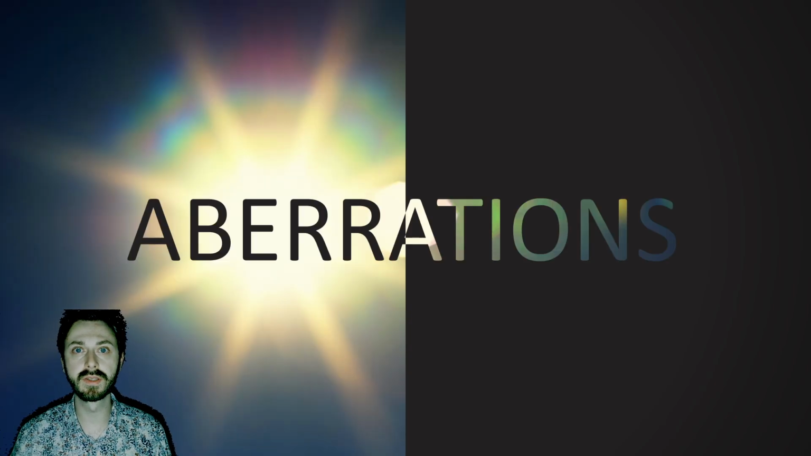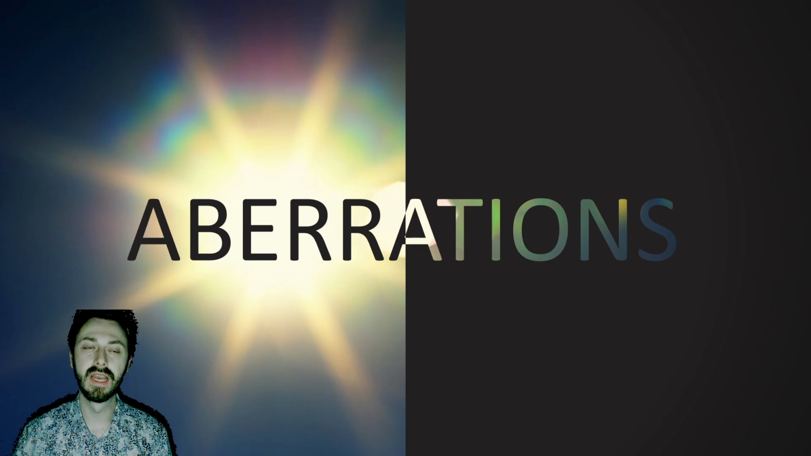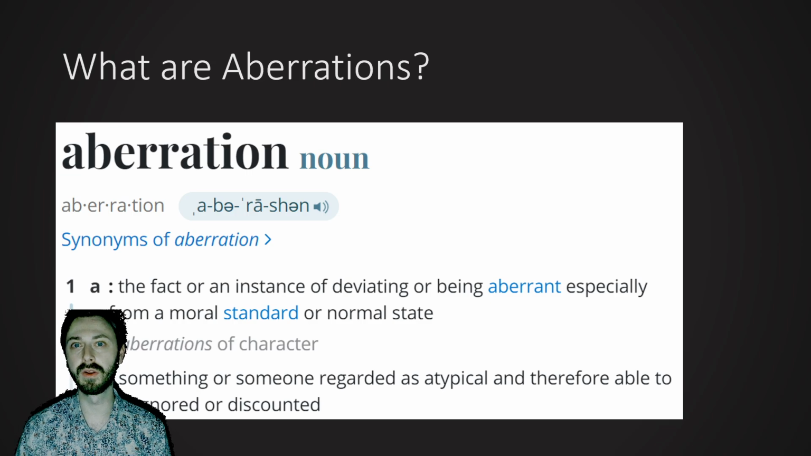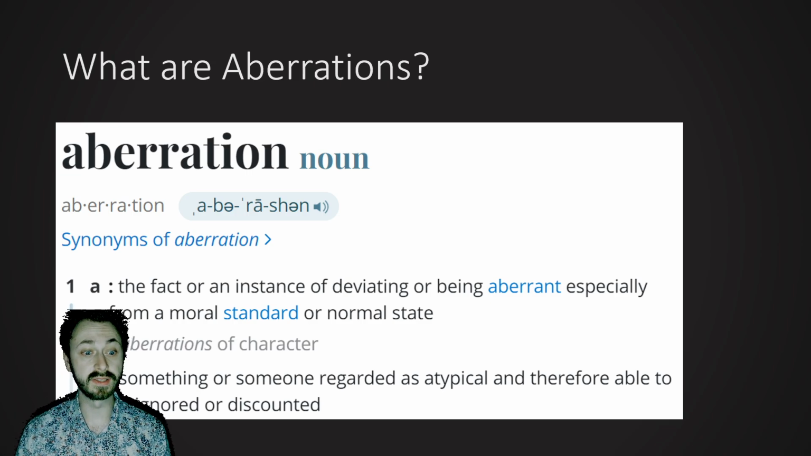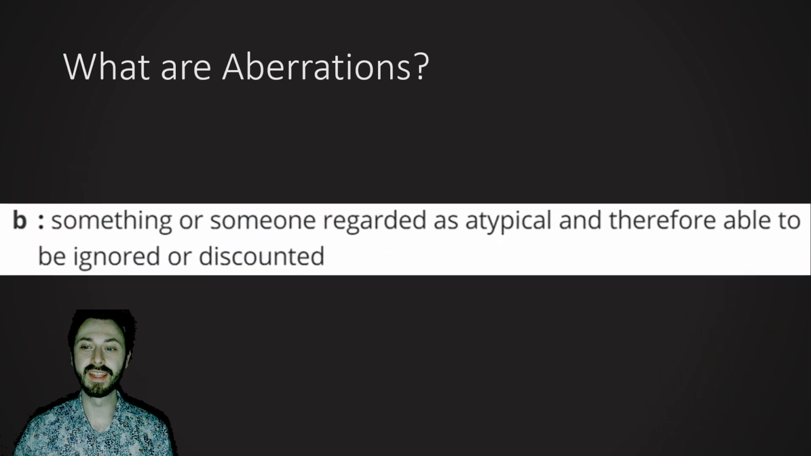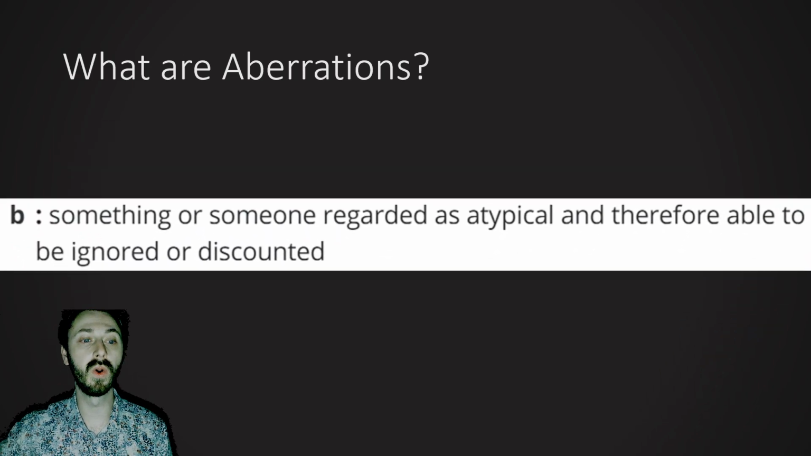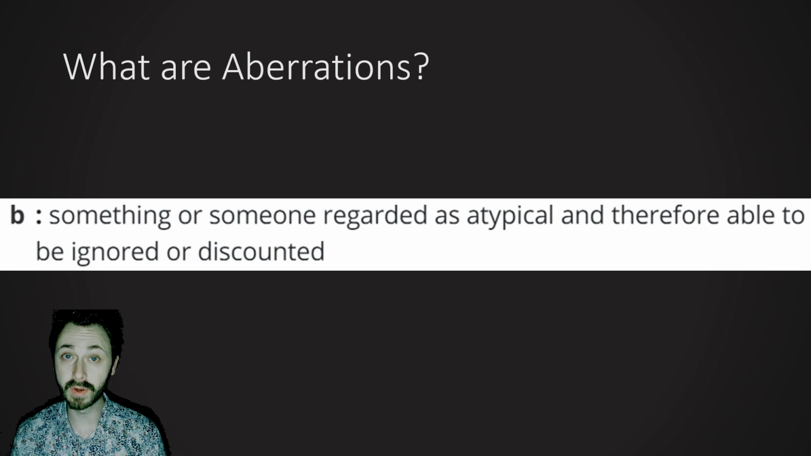So aberrations, it's a name that gets thrown around a lot, but what does it actually mean? I did what any good academic does, and I took it to Google first to see what the result was, and I included that here. I found this a little bit funny, particularly the second definition, where an aberration can be regarded as someone or something that is typically seen as atypical and therefore able to be discounted. I'm hoping that by the end of this presentation, you'll be in agreement with me.